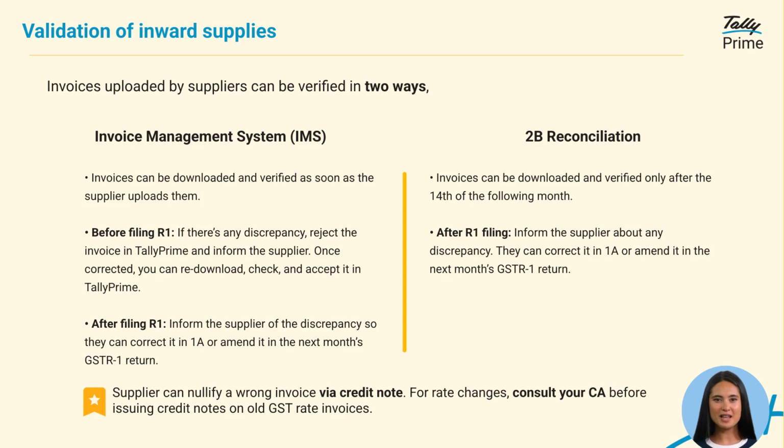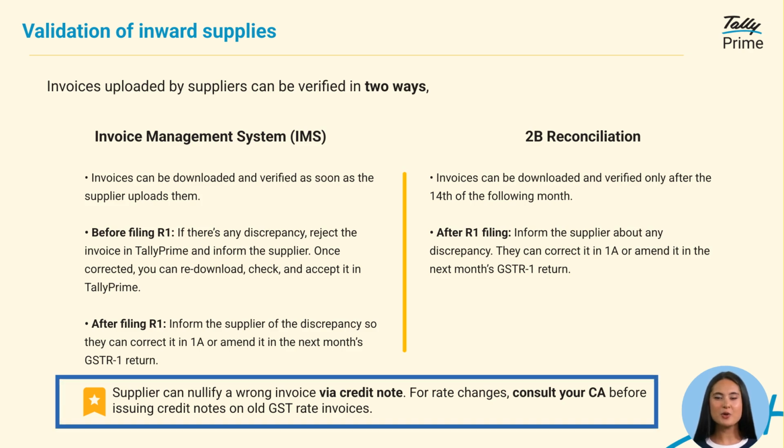And remember, if an invoice has been issued with the old GST rate, your supplier can nullify it by issuing a credit note. For rate-related corrections, always consult your CA before proceeding.